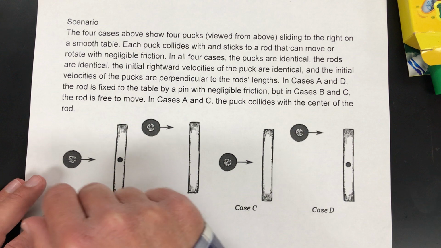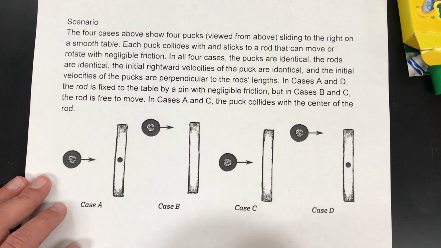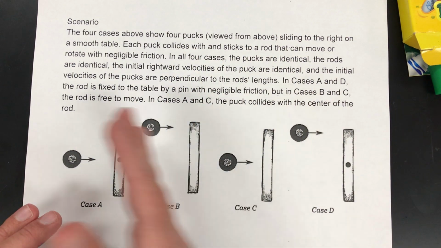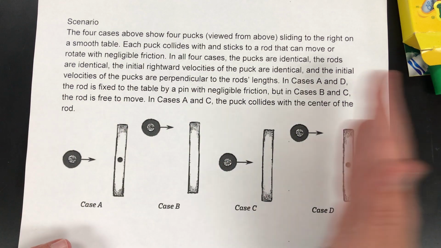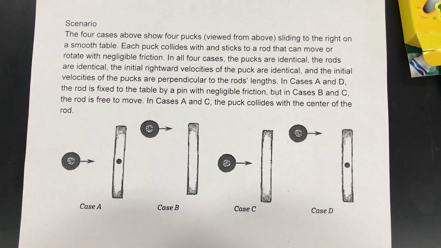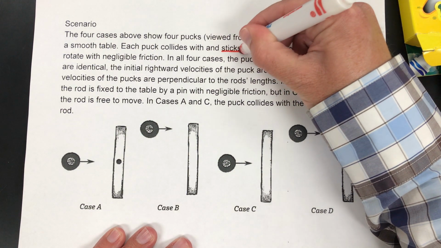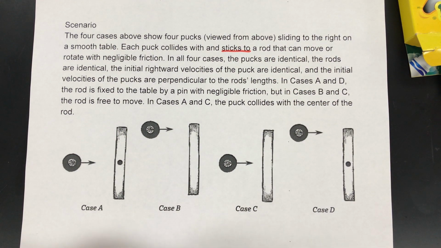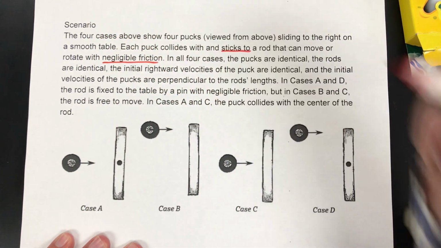So the scenario is the four cases below show four pucks viewed from above sliding to the right on a smooth table, so frictionless. Each puck collides and sticks to a rod. This is very important, sticks to a rod that can move or rotate with negligible friction. So no outside forces there.